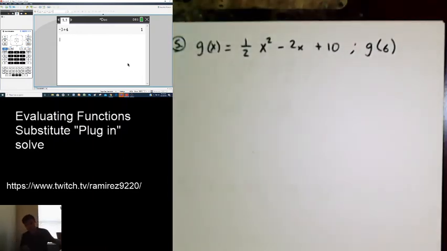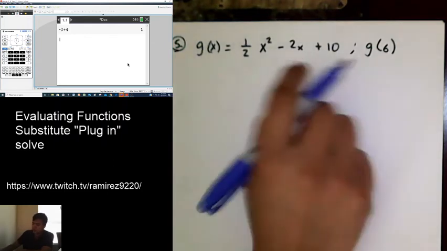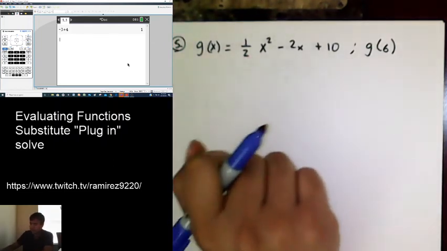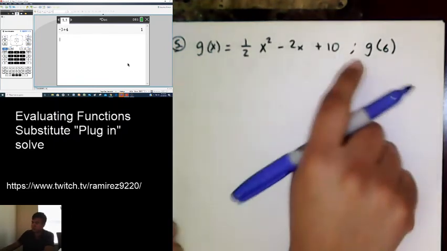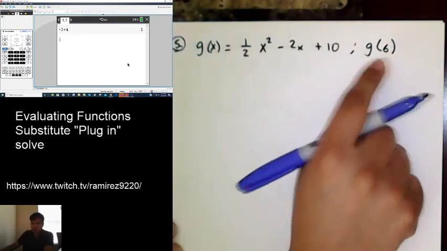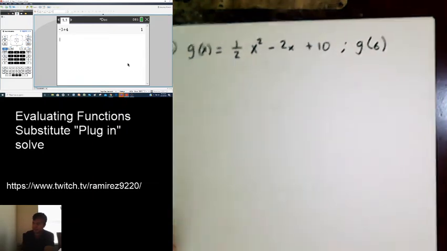Now they could use any letters they want. That's the whole point of this problem here. We have here g of x. Same thing as f of x, y of x, h of t. It doesn't really matter. This one I decided to throw in a fraction just so you guys could see what's up. But again, it's the same concept. Wherever you see the variable, you're going to plug in that number in there.